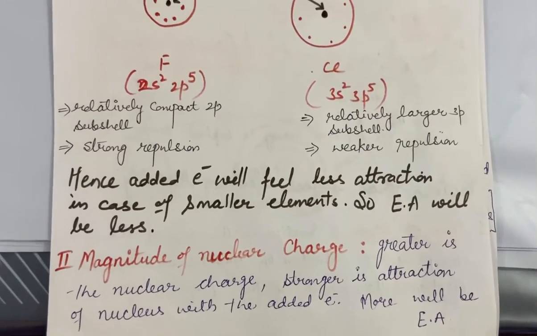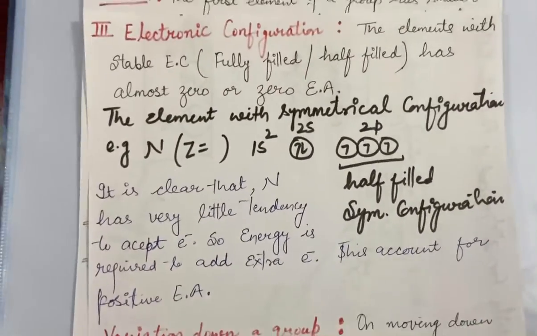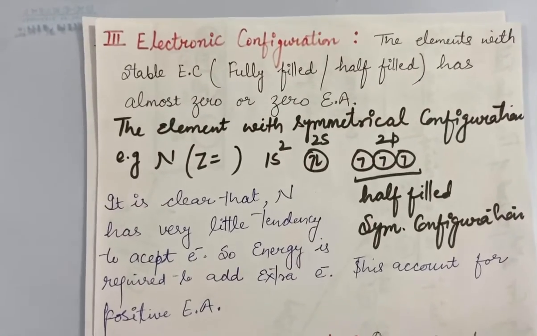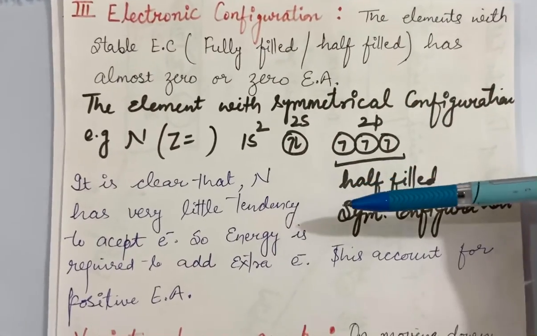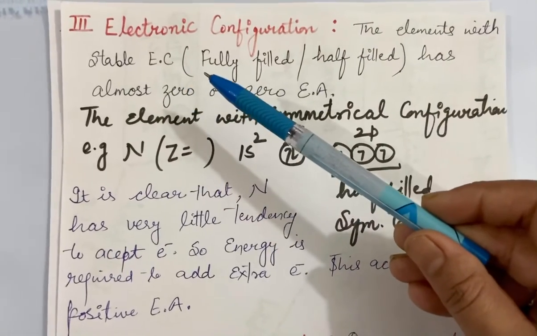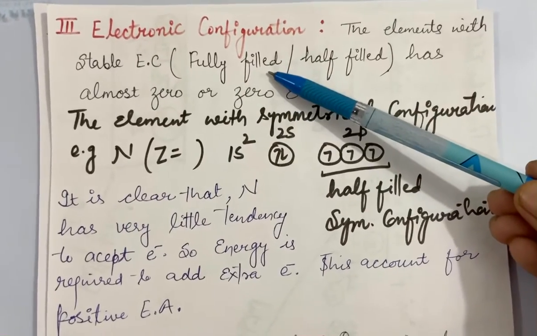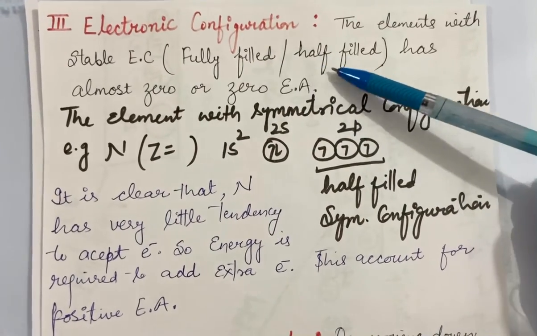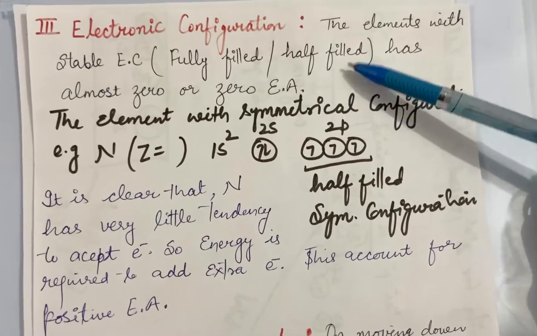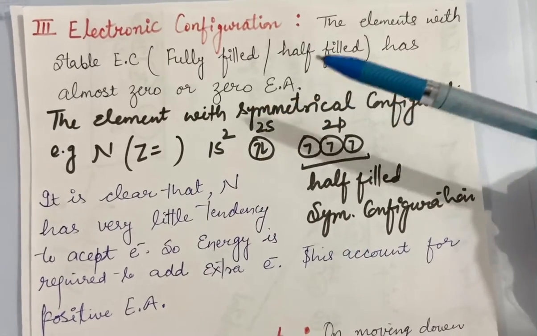The next factor that controls electron affinity is electronic configuration. How does electronic configuration decide electron affinity? The elements with stable electronic configuration, stable meaning either the elements have fully filled or half filled electronic configuration of p or d orbital, have almost zero or nearly zero electron affinity.